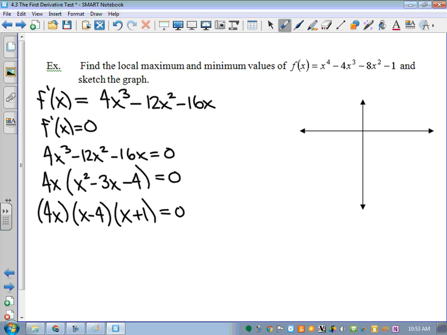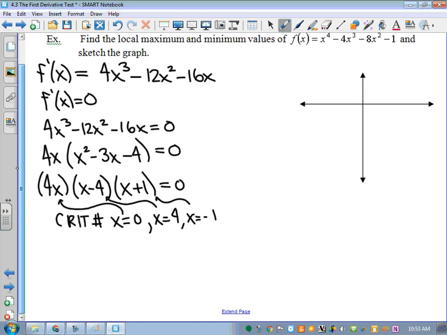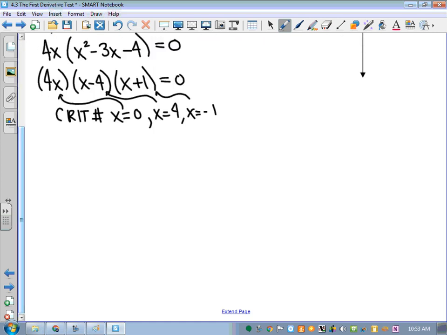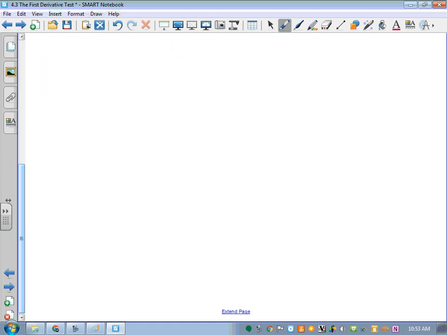My critical numbers in order are x equals 0, x equals 4, and x equals negative 1. When I say in order, I just mean that these correspond to each of the factors in my derivative. Okay, with those numbers, we can generate our sign chart.